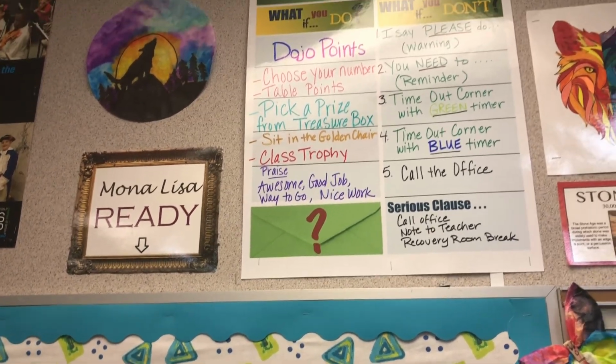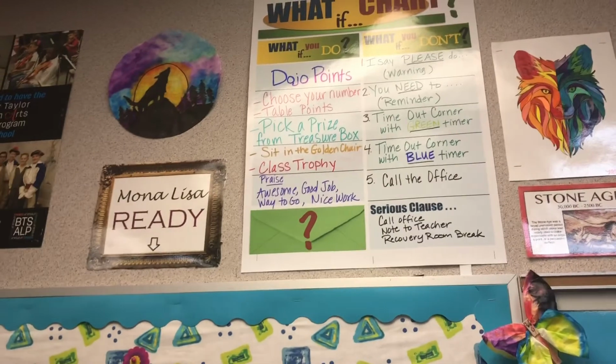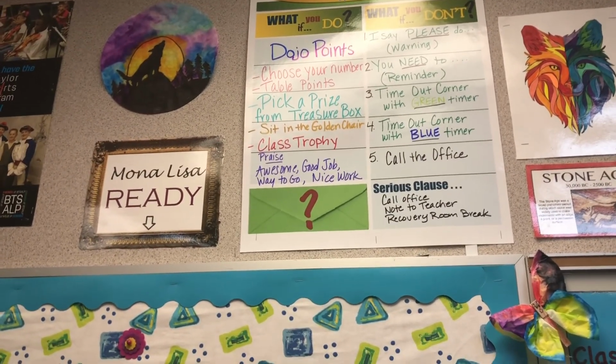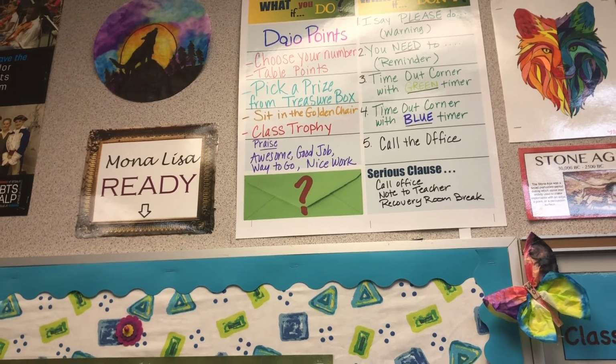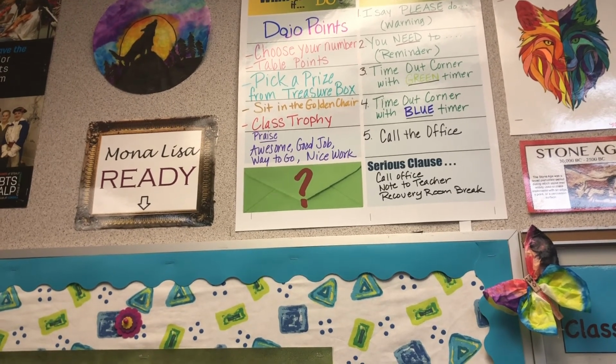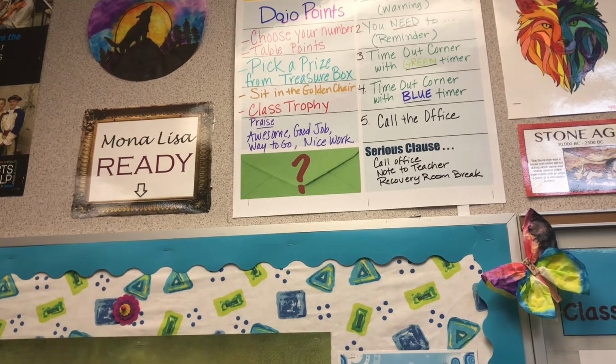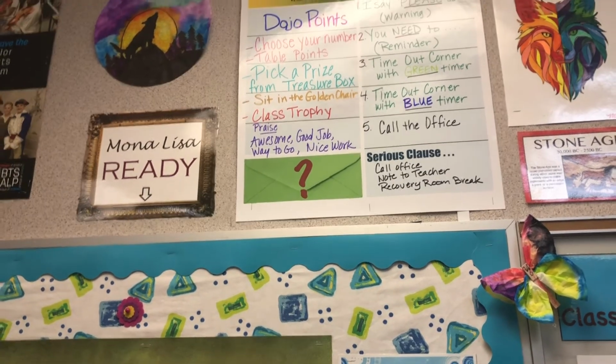Also, sometimes I pick numbers. I have a little bin with all of the class numbers in it, and I'll pick out a number and you can get a small prize. Or you can get table points, and if you get table points, you get a pick from the treasure box. Also, I have a special new thing this year, which is sit in the golden chair. I'm going to tell you about that.